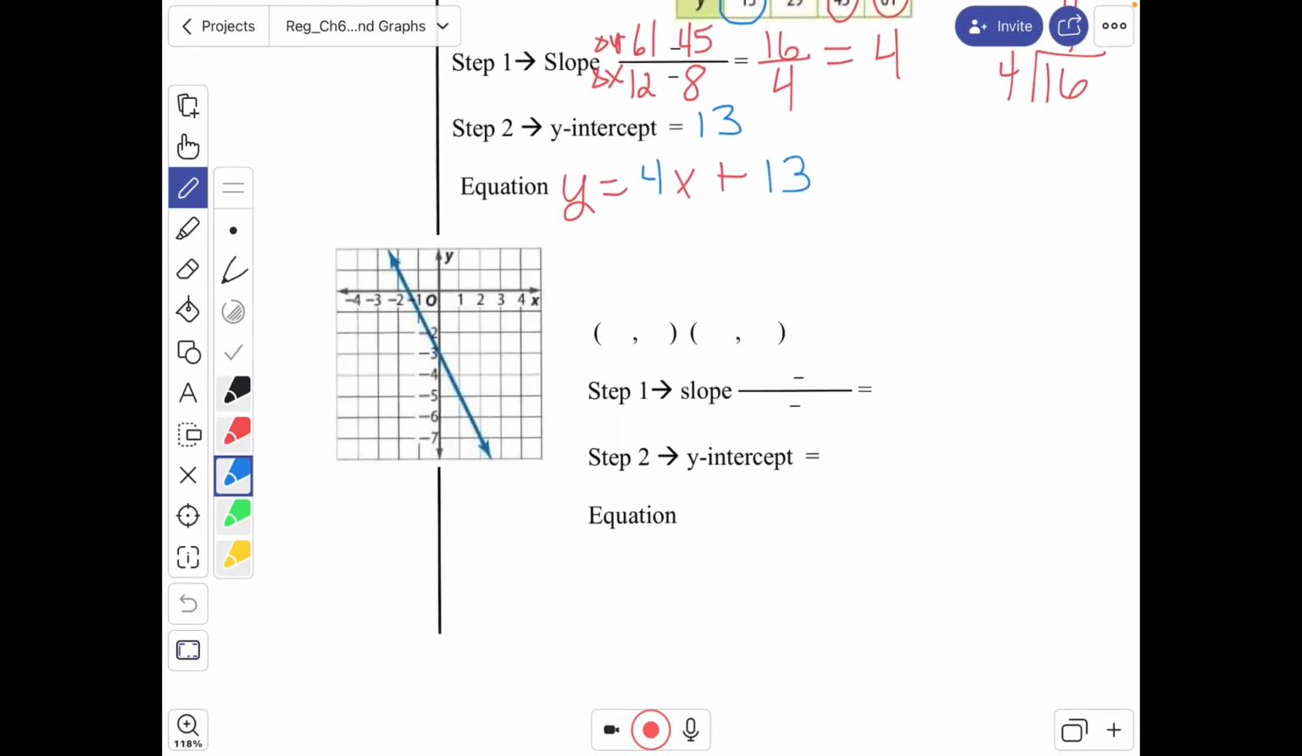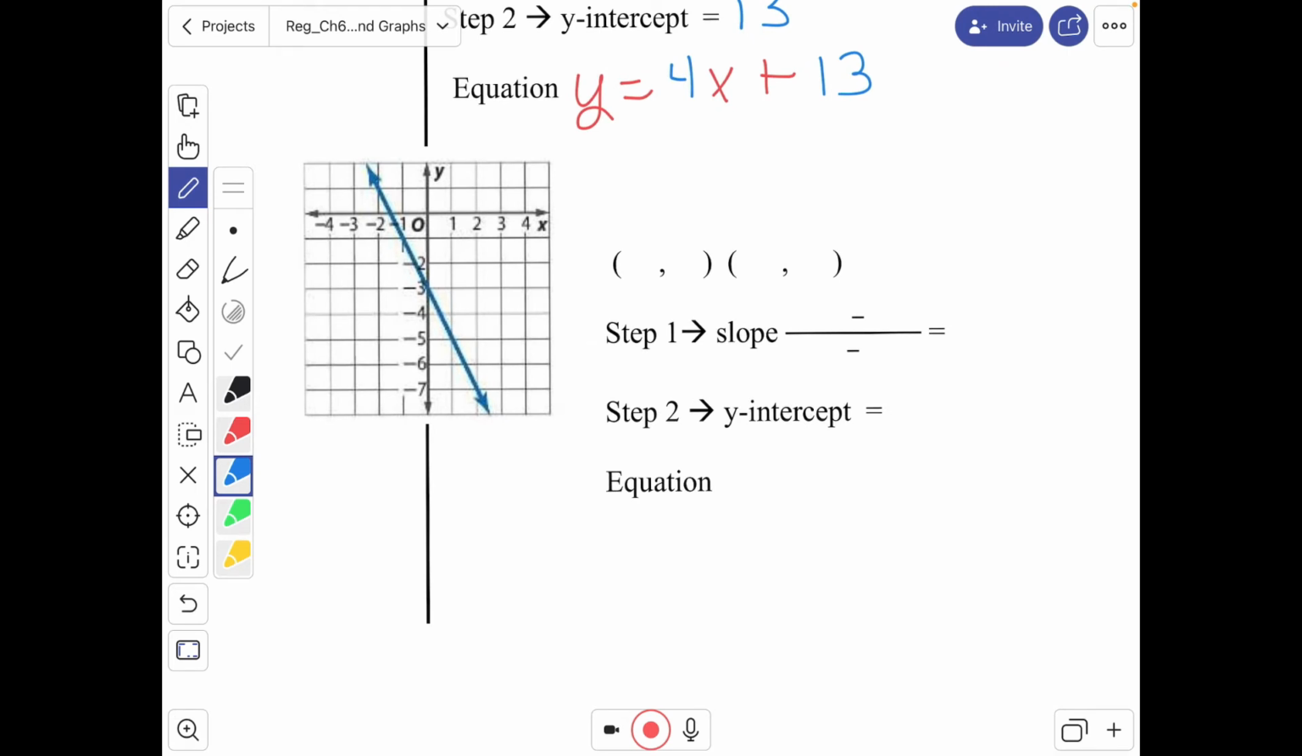Now let's look at how we could do that from a graph. First, we need to pick 2 points so we can find the slope. So pick an even point. It doesn't matter which ones you pick, but pick something that's even. Don't pick something that's a fraction, because that will be more challenging for you to calculate. So I'm going to pick this point up here on the top, which is -2, 1. And this one down here on the bottom is 1, -5.